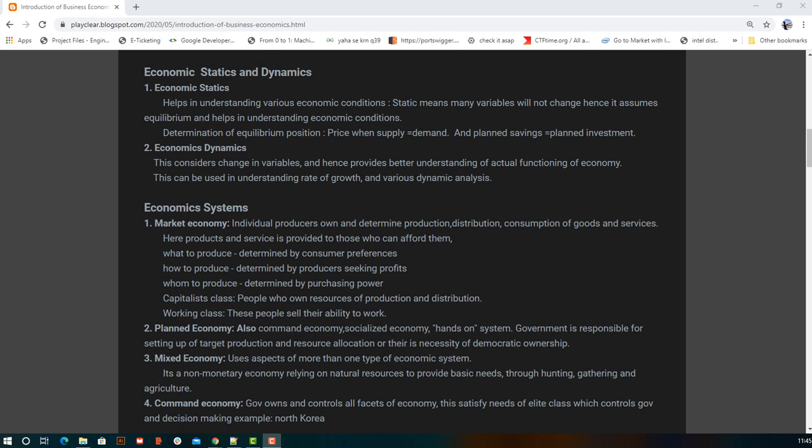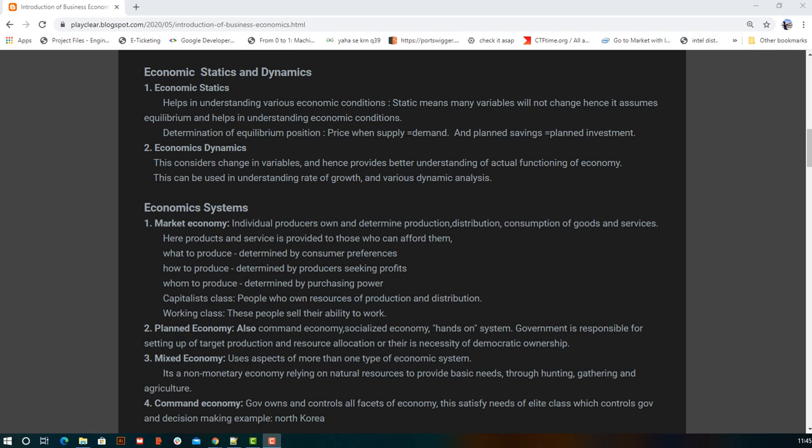Next we have economic systems. So when we talk about market economy, it is completely as though we are talking about an individual. Here the individual will decide what to produce and which kind of goods and services to be produced. The decisions that he will be taking are what to produce, how to produce, and for whom to produce.